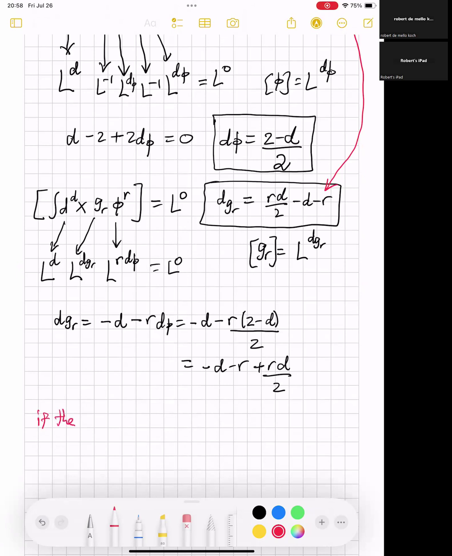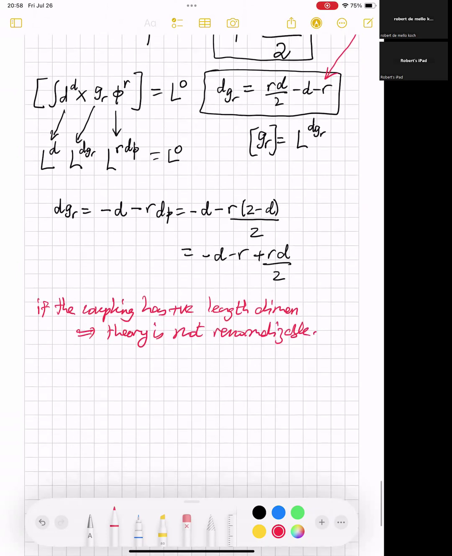if the coupling has positive length dimension, so I mean the coupling is a length or a length squared or something like that, then the theory is not renormalizable. Okay? So if this is like the phi to the 6, you can check that that coupling is a length. Okay? So G6 is actually a length.